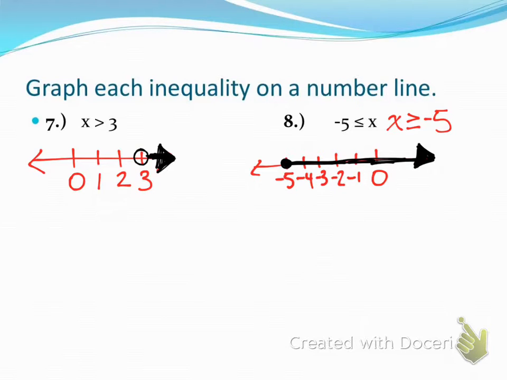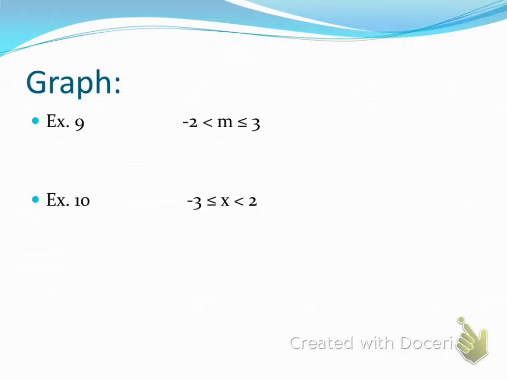Now, as long as our variable is on the left, this only works if the variable is on the left, we can look at the inequality symbol and look at which way it points. Greater than symbols point to the right, and we shaded the right side. When we see examples with less than symbols, they point to the left, and we will shade to the left if it is less than. Alright, on to examples 9 and 10.